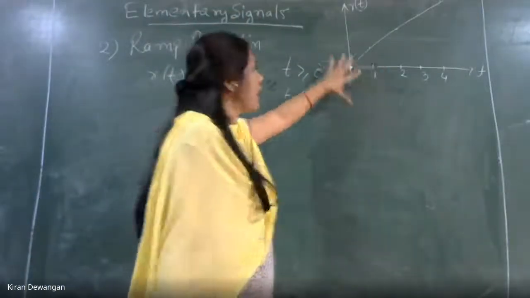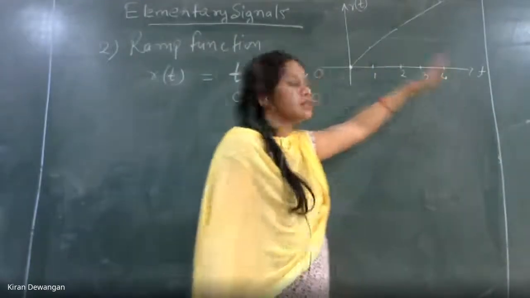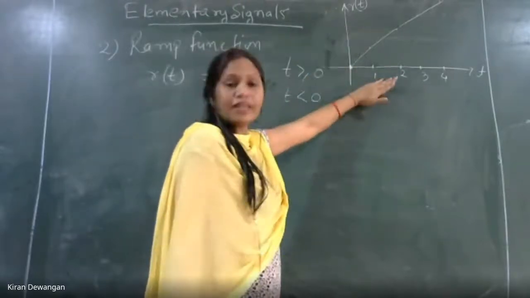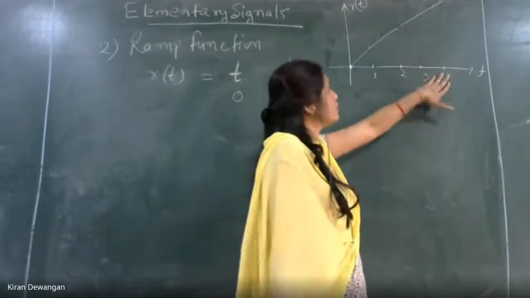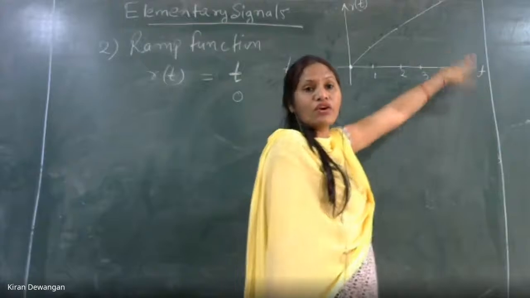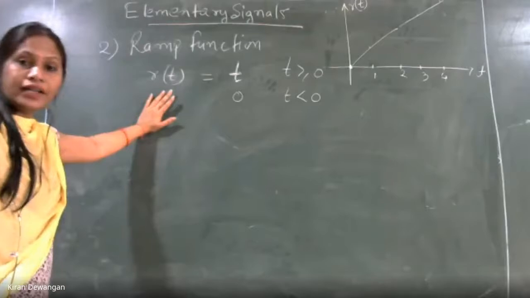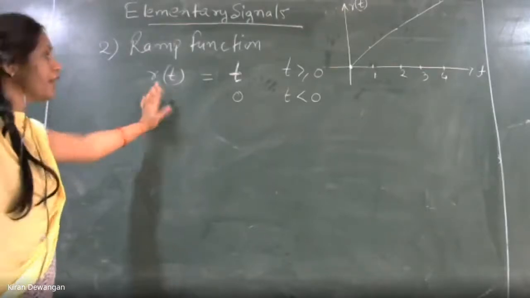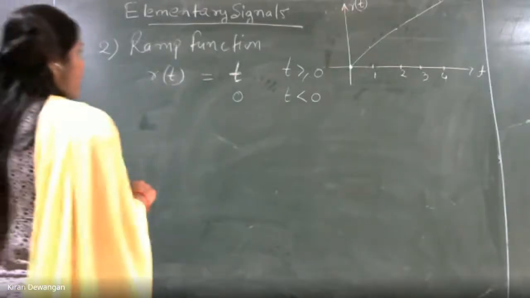That is, it will have slope 1, because whatever is the value of our x-axis, the same will be the value of our y-axis. Okay? So for t equals 1, r(t) is 1; t equals 2, r(t) is 2; t equals 3, r(t) is 3; t equals 4, r(t) is 4. That is how we plot our r(t). Is the ramp function clear? Yes. So this is r(t), the ramp function.